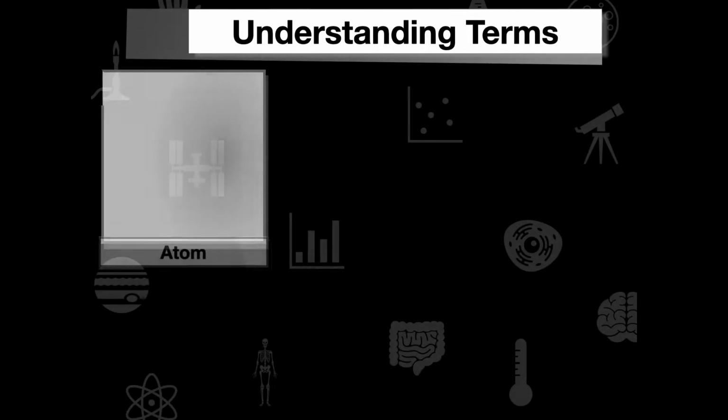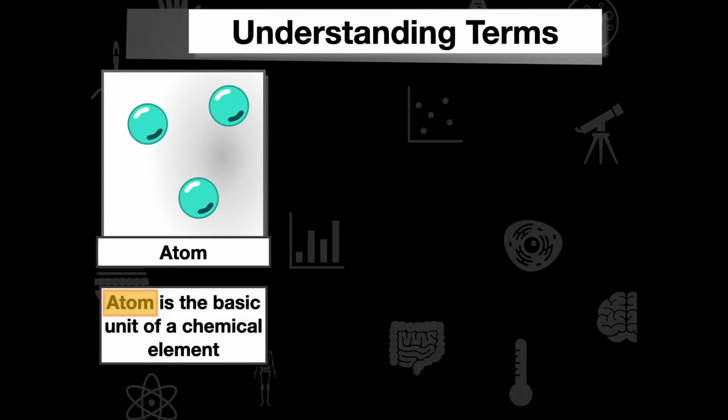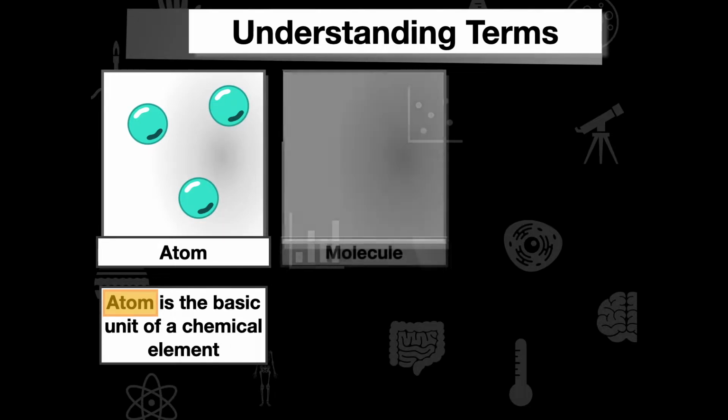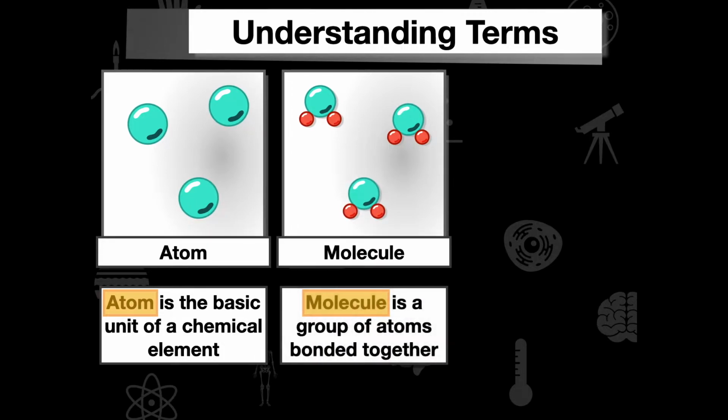Alright, so what we need to do is understand the hierarchy of a few things. We need to understand what the atom is. An atom is a basic unit of a chemical element, and atoms are going to come together to form molecules. So in the case of water, water is a combination of two hydrogens and one oxygen, and a molecule is a group of atoms bonded together.